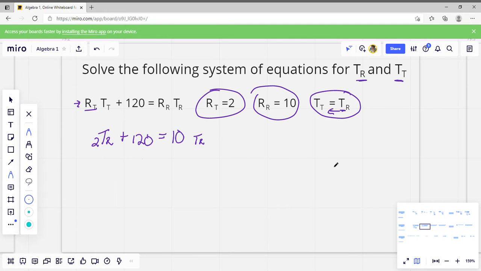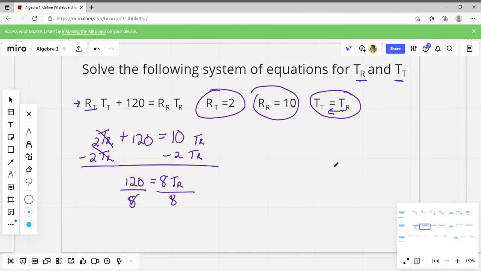Alright. Now, I want to get my TRs together, so I'm going to say minus 2TR. And I'm going to get 120 equals 8TR. And then I'm going to divide by 8. And I need 120 divided by 8. 8 times 1 is 8. 8 and 4 is 12. 8 times 5 is 40. Okay, so 15. So TR equals 15.